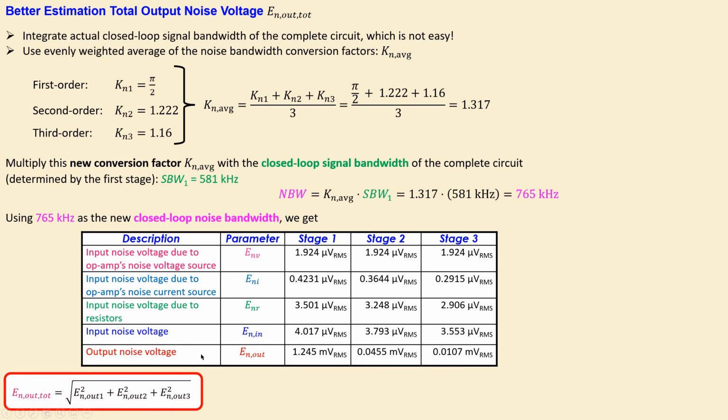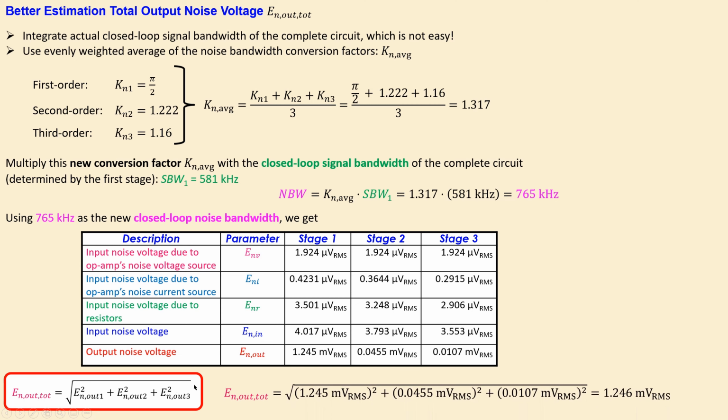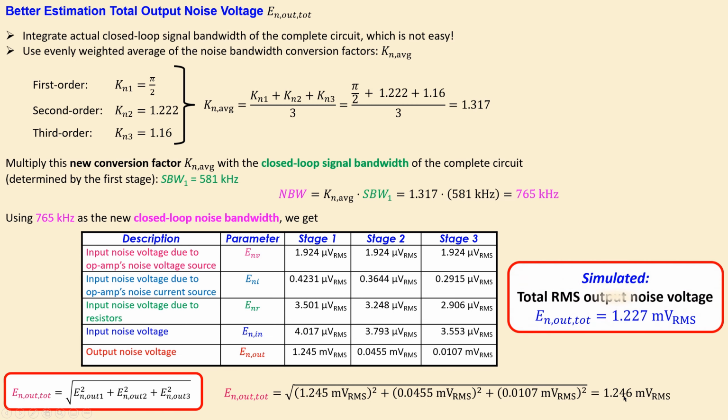If I now want to calculate the total of the circuit, what is the total output noise voltage, again that will be calculated using the root sum of squares. Just take these three values in here. So that calculated, here you can see the details. You will have 1.246 millivolts RMS. The simulation gave 1.227 millivolts RMS. So this is much closer to the simulation, and that is a better estimation of the actual noise performance of the circuit.